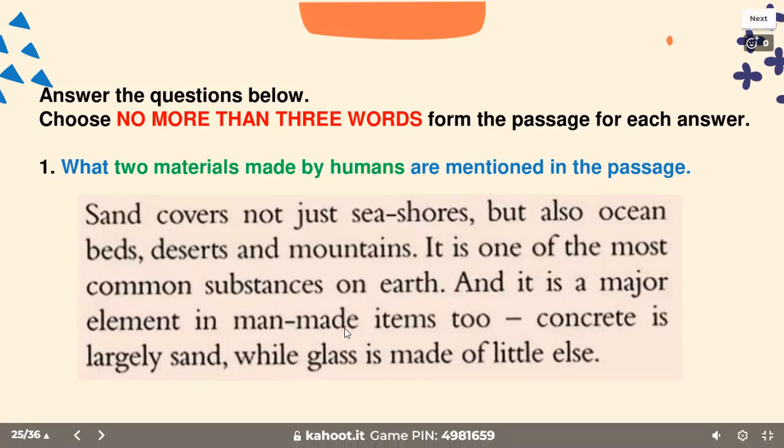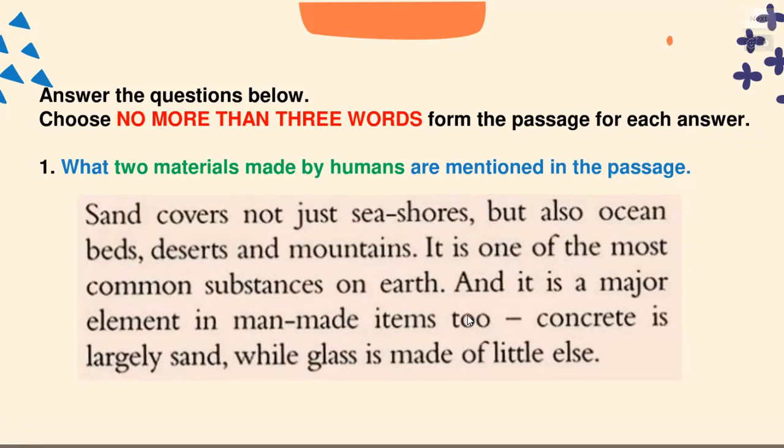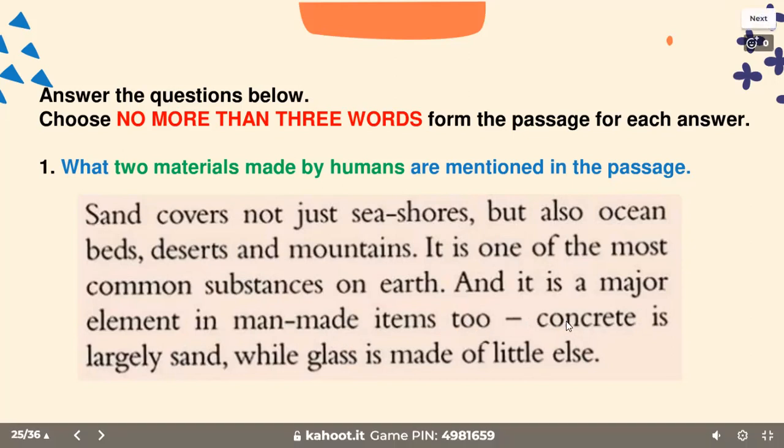So he said man-made items, too. Now he's going to explain, or maybe he's going to talk about these items. He said concrete, number one, is largely sand, while glass is made of little else. So the man-made items here, how many items did he mention? Two. What are they? Concrete and glass. Very good, excellent. So even if you don't know the meaning of the word concrete, it is not an issue.